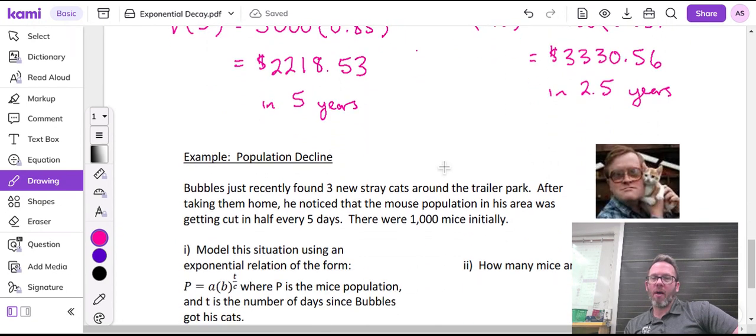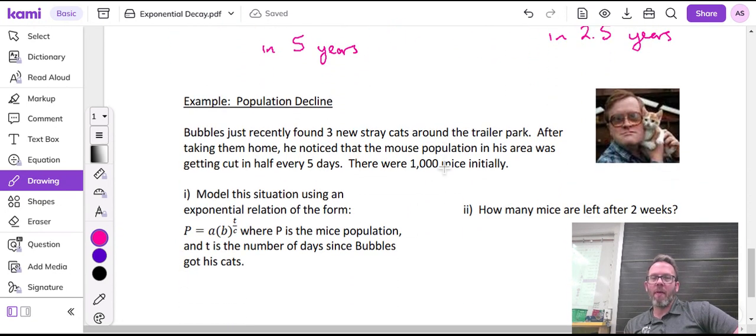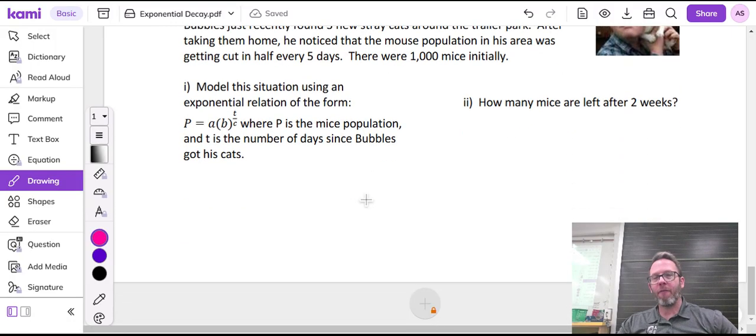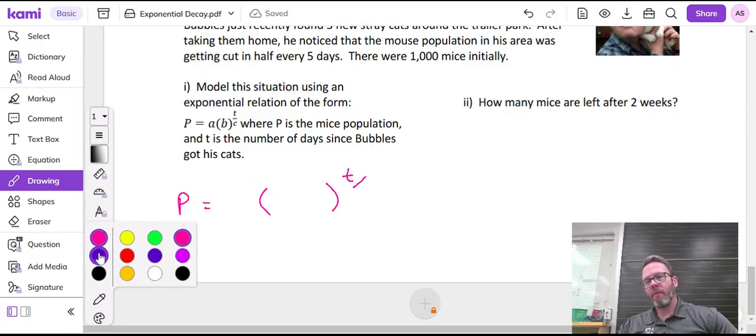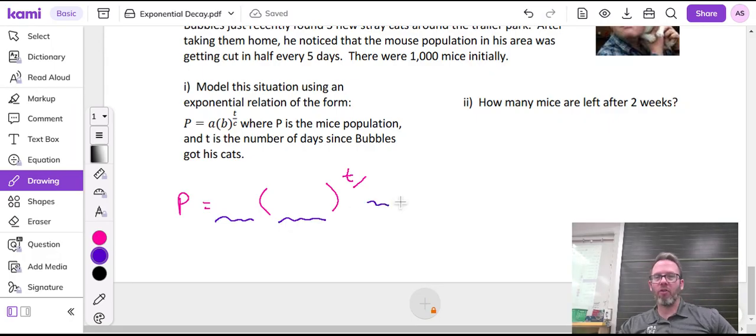All right, can you guys try the next one? You've got some information about a population decline in this case. So here we don't have a population that's growing. Here the population of mice is decreasing because we've introduced some cats into the trailer park. So can you guys look for some information in the question? You have those 3 blanks to fill in. The question should give you all 3. And then part 2, we'll just do something with the equation we cook up.